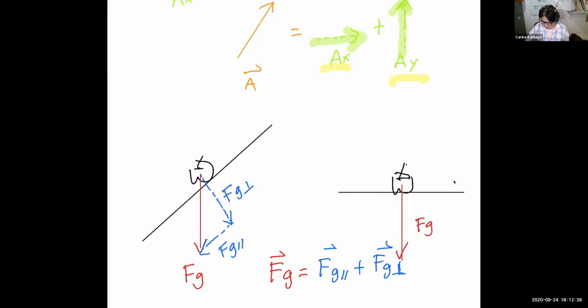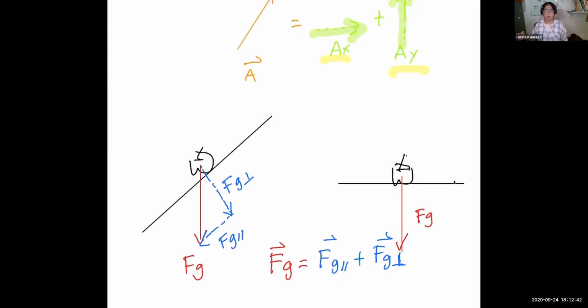Fg downward. And if I want to decompose this gravitational force into perpendicular and parallel components, all the gravitational force is actually Fg perpendicular. In this case, the Fg parallel to the surface is 0, right? There's no parallel component. And remember the normal force, what's the direction of a normal force?